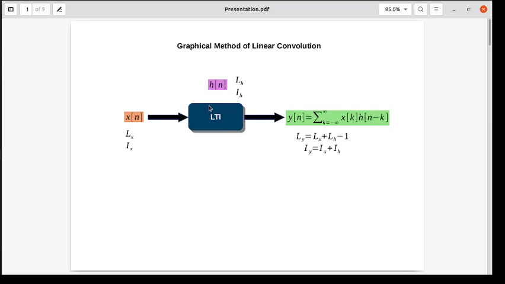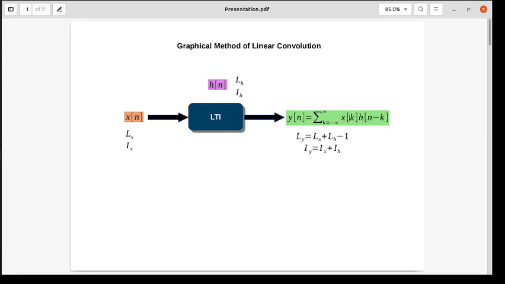Now, what are these parameters LX, IX, LH, IH? x[n] is the input sequence, where the length of x[n] is LX and the starting index of the input sequence is IX. Similarly, LH is the length of the h[n] sequence and IH is the starting index of the impulse response sequence. If these four parameters are known, we can simply calculate the length of the output sequence by this expression and the starting index of the output sequence by this expression. And this is the analytical expression to compute the LTI system output through linear convolution.